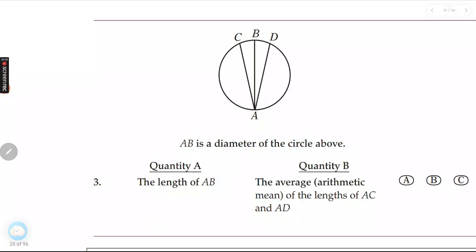The length of AB and the average, arithmetic mean, of the length of AC and AD. AB is of course higher. So AB is of course higher. Do you know why? Because it makes you half of a circle, which is 180. You see. I probably did not answer it first.